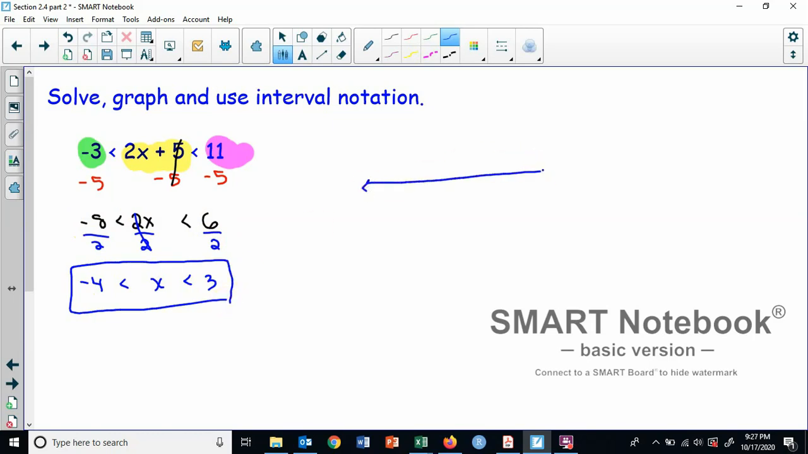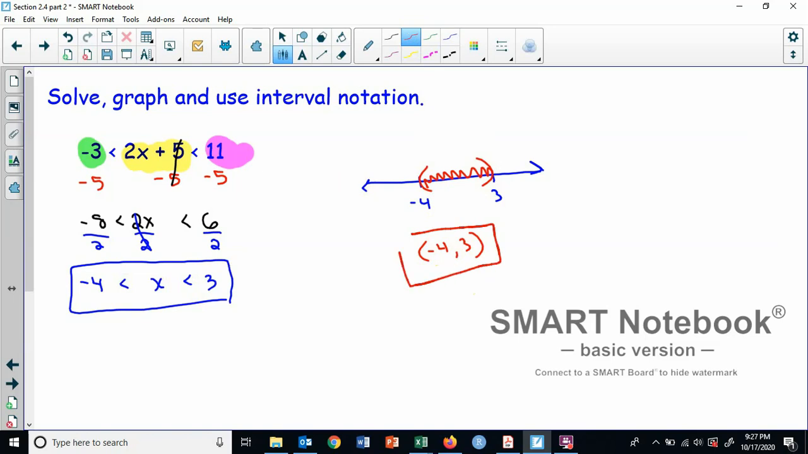So I can jump into graphing it. Let's see, I need a -4 and a 3 on my number line. X is stuck in between them. And what sort of symbols are they going to need? This one is not or equal to, this one is not or equal to, so they're both going to be parentheses. Can anybody tell me what my interval notation is going to be without having to trace it? -4 to 3. If you wanted to trace it, you could. Where does it start? -4. Where does it end? 3.